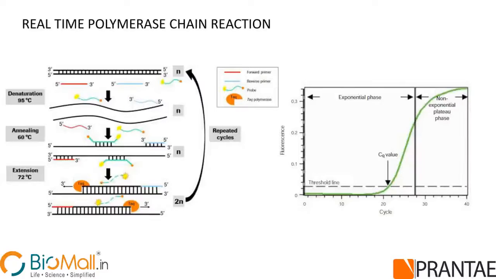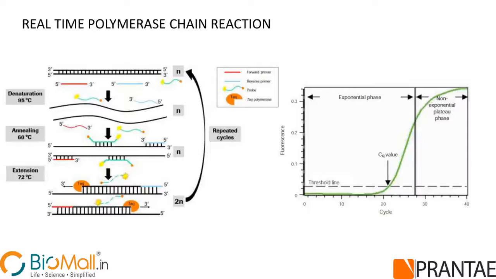So if you had 0, then your whole amplification will be 0 into 2 to the power n. If you had 1 copy, your total amplification will be 1 into 2 to the power n, and so on. So if you have very high levels of infection, that means you have very high levels of viral RNA.